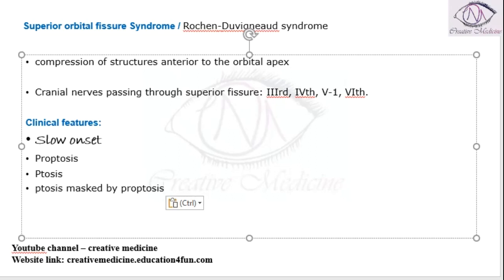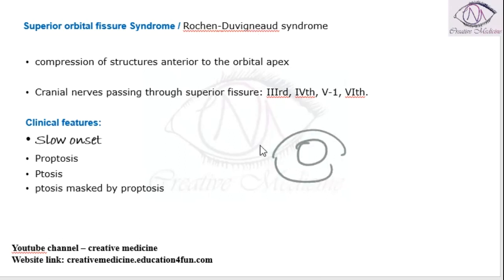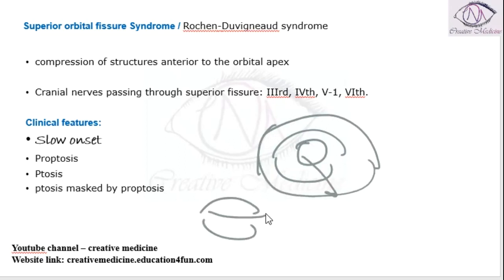What is proptosis? Proptosis is protrusion of the eyeball. Whenever the eyeball, if this is the eye, okay, whenever the eyeball is protruding, then it is proptosis. What is ptosis? Ptosis is drooping of the eyelid because of third nerve palsy.